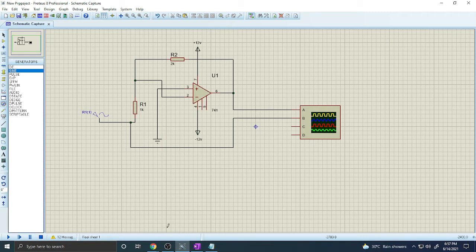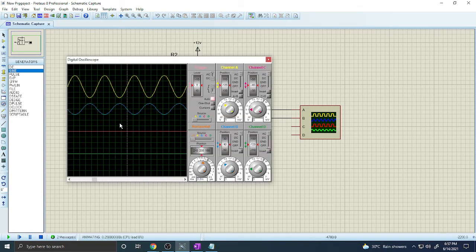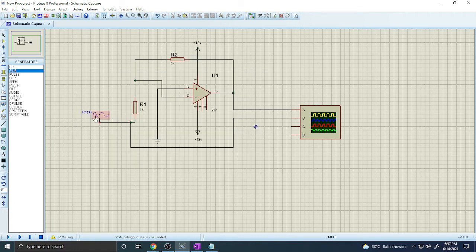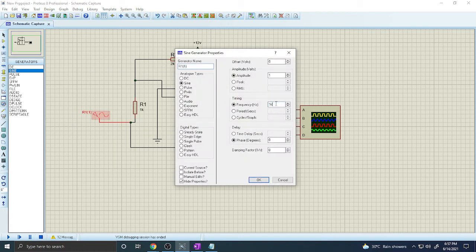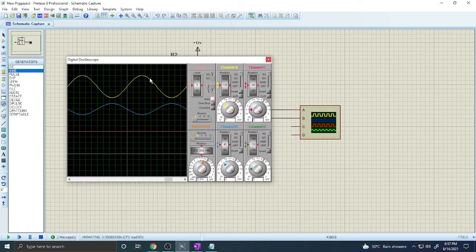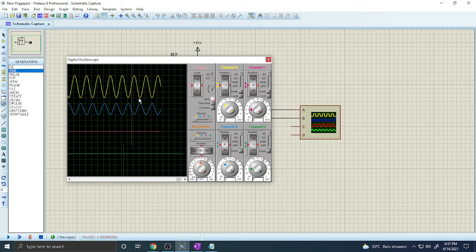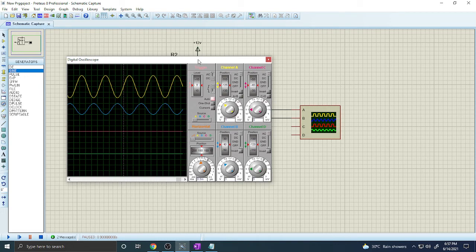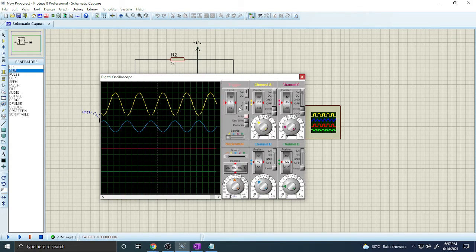But there is a problem showing the output. Yes, there is a problem in the simulation environment. Now we change the frequency, say to 500 hertz, and again run the simulation. Now see that, stop this simulation.